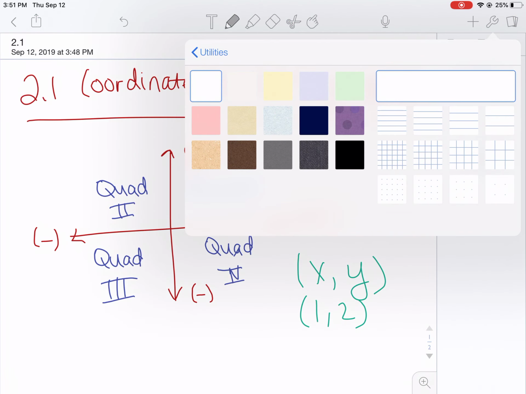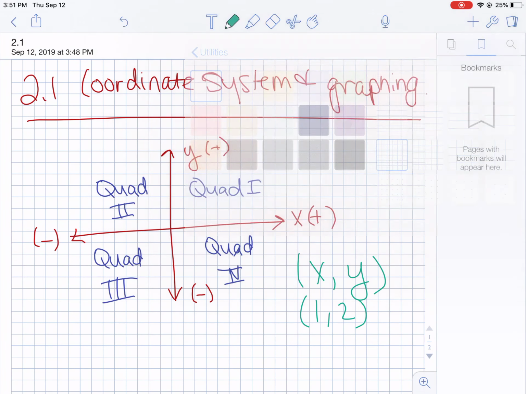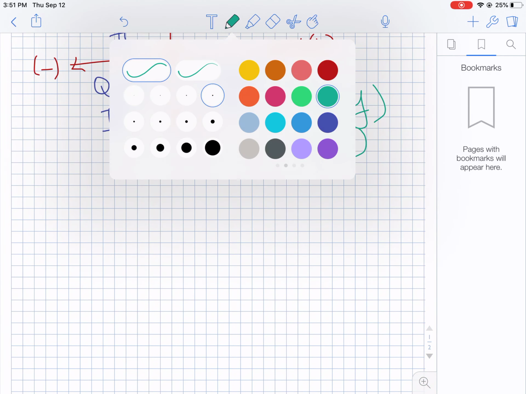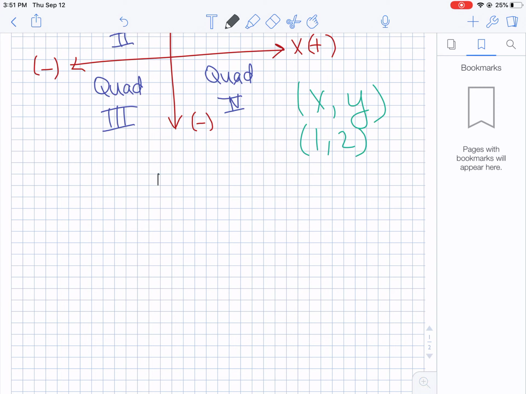Okay, we're going to change over to grid paper so that we can graph pretty easily. And just sketch yours in your notes and it'll be great. So we're going to draw in our X axis as best we can, our Y axis as best we can. And I want to plot the point negative 2, 4.